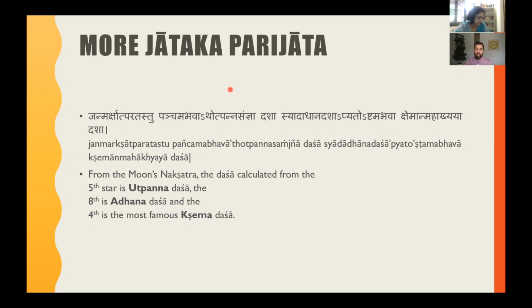So what Jataka Parijata speaks of, following the same shloka I mentioned earlier, which I started with in our previous section on Dasha Chidra or Dasha Sandhi, which it calls Dasha Avasana. Right after that he gives a few more dasha options. He says from the Janmarksha, from the Janma Nakshatra, that means where the moon's nakshatra is: Paratastu Panchama Bhava Atotpana Sangya Dasha.